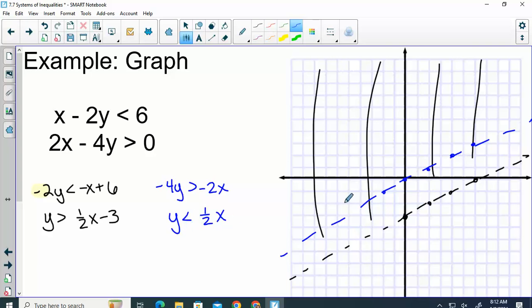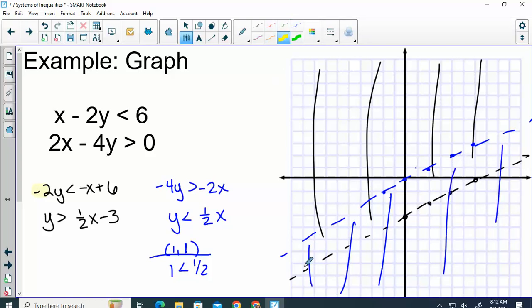Less than would be below. If you didn't know that, you have to pick a test point. 0, 0 won't work this time because it's on the line, so you would have to pick any other point. So maybe 1, 1. So if you did that, you get 1 is less than 1/2, and that is not true. So 1, 1 did not work, it would be on the other side. So we're shading below.